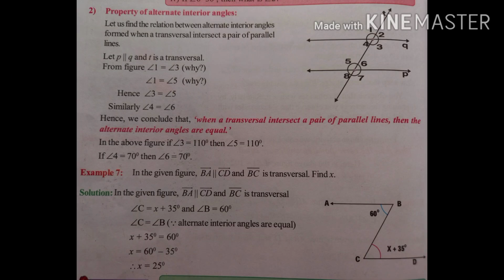Property of alternate interior angles. Let us find the relation between alternate interior angles formed when a transversal intersects a pair of parallel lines. Let P be parallel to Q and T is a transversal. From the figure, angle 1 is equal to angle 3 and angle 1 is equal to angle 5.